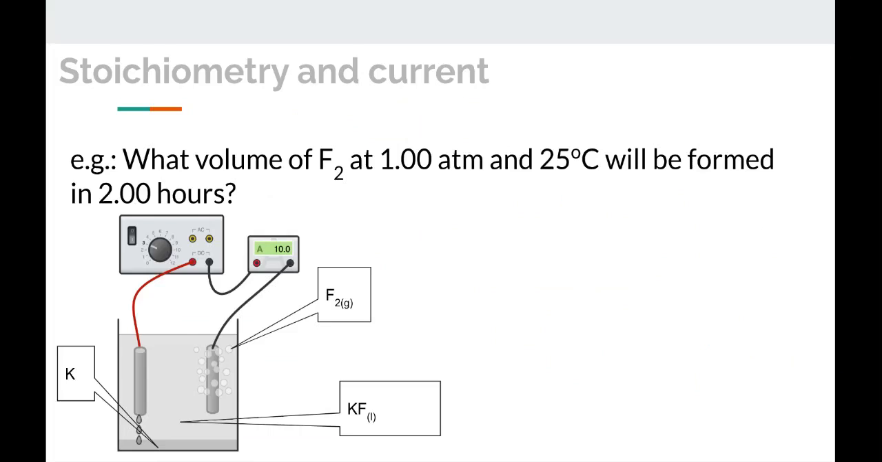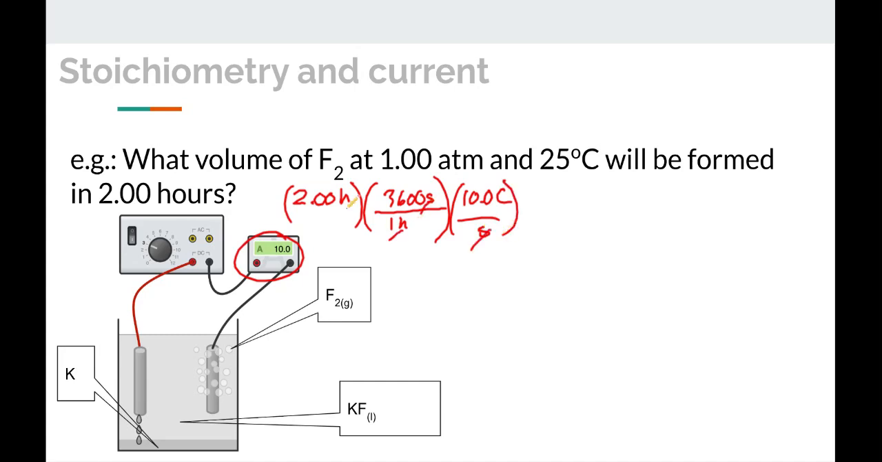Another question: what volume of F2 at 1 atmosphere and 25 degrees C will be formed in 2 hours? So now we're starting from a time quantity, 2 hours. Current is going to be in coulombs per second, so let's change that to seconds. 1 hour is 3,600 seconds. Our current here is 10 amperes, so that means 10 coulombs per second. So now I've got coulombs. Remember that there's 96,500 coulombs per mole of electrons.